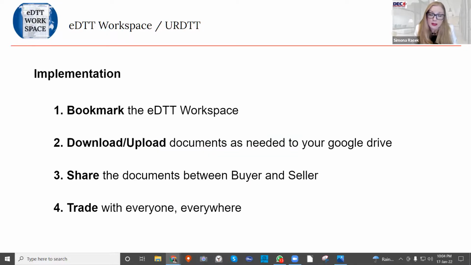Adopting and implementing the DT workspace for digital international trade transactions only takes 4 steps. Bookmark the workspace into your Google Chrome or compatible browser, download and then upload documents as needed to your Google Drive, share the documents with your buyer or seller counterparty, and then start trading with everyone, everywhere.